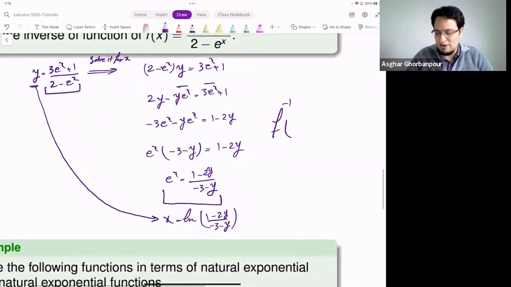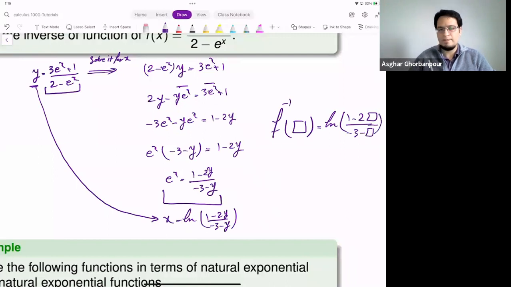F inverse of any output here, y, is going to be obtained by ln of 1 minus 2 times that output, over negative 3 minus the output. Well, that box, I can replace it by any expression. That's just a placeholder. I can put x, and that's what is the inverse of this guy.